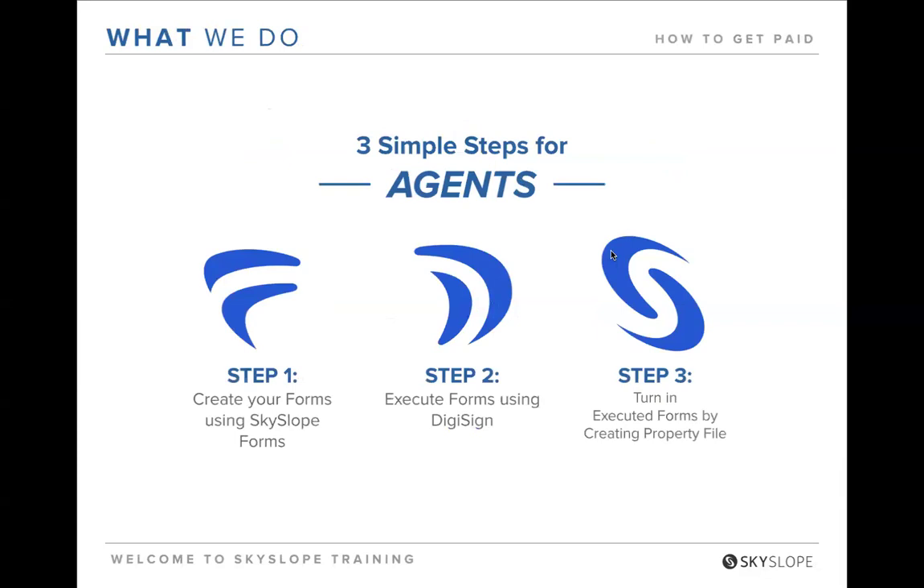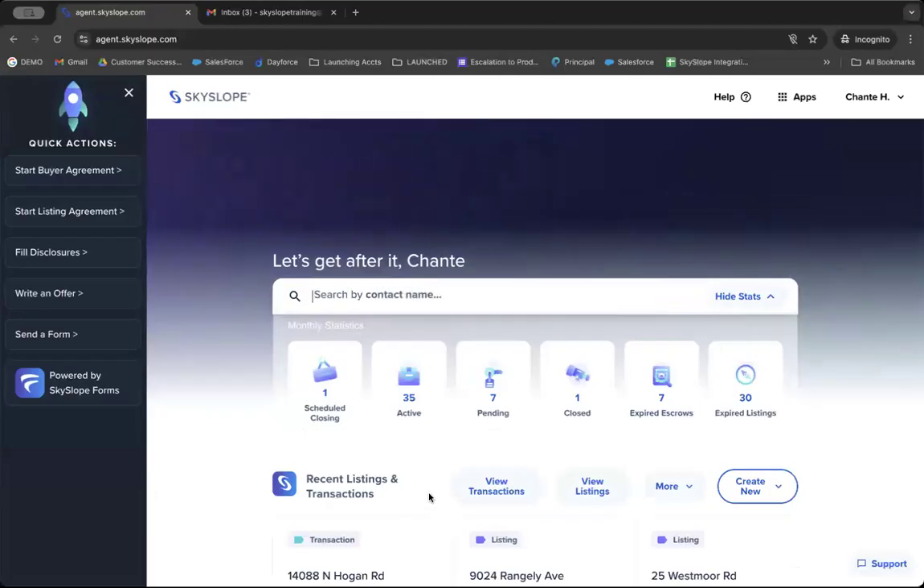Now, those 3 steps here as an agent are going to be as follows. Step 1, we're going to navigate on over to SkySlope Forms. This is where you will be sending out association forms as well as broker-specific forms. And then step 2, we're going to go ahead and use our integrated digital signature tool. This is called DigiSign. In step 3, once we get those forms completed, we're then going to turn that into a property file. Now let's go ahead and navigate on over to our SkySlope account.